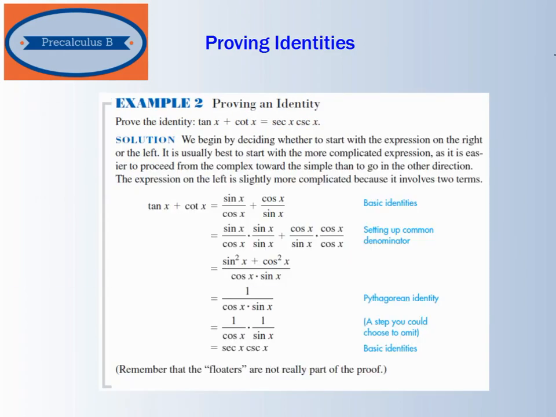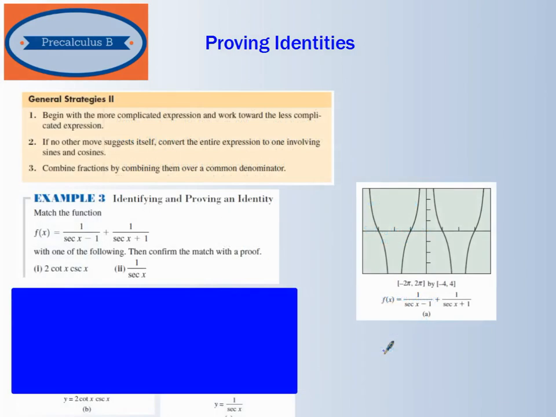All right, so you may come up against certain situations where that first set of strategies just isn't enough. We may need to look at this second set of general strategies. The first of which says, begin with the more complicated expression and work toward the least complicated expression. Okay, that's fine. We'll start complex and try to narrow it down and trim down to something easier.